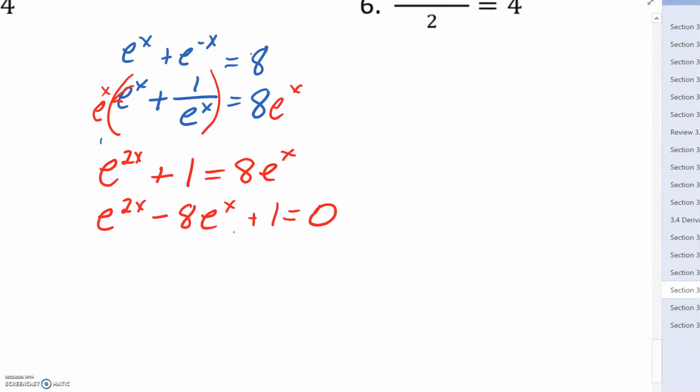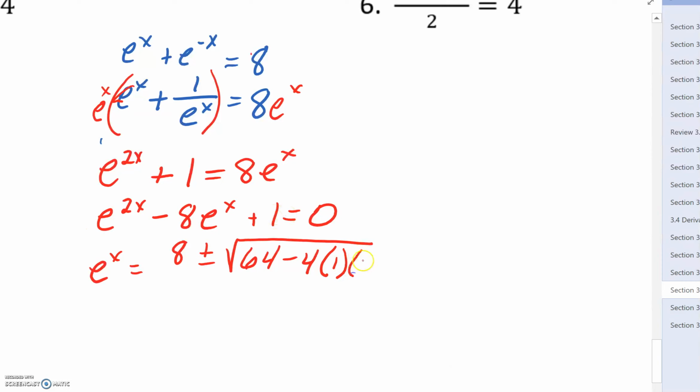When you use the quadratic formula here, you're not solving for x quite yet, you're solving for e to the x, because that's what's being squared. That's what's being raised to the first power. So you're going to have e to the x is equal to -b, which would be 8, plus or minus the square root of b squared, -8 squared, 64, minus 4 times a, which is just 1, times c, which is 1, all over 2a.